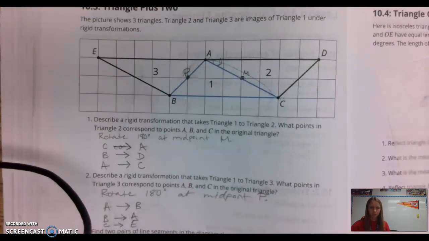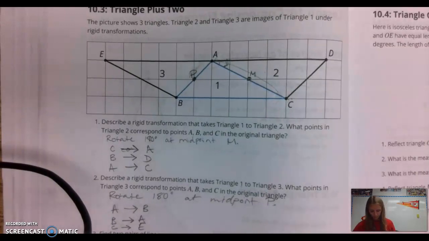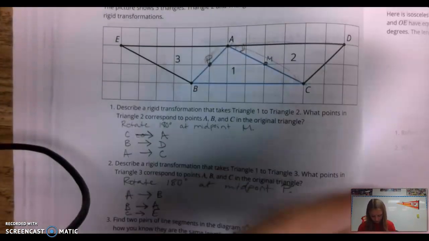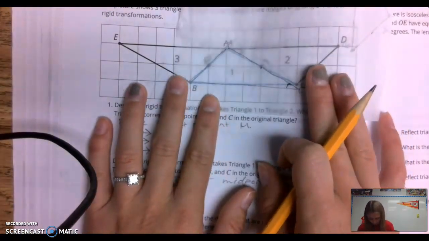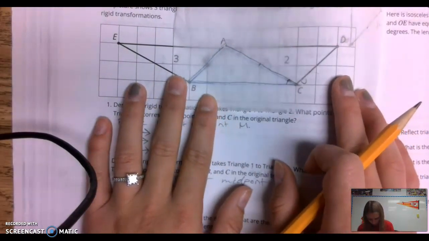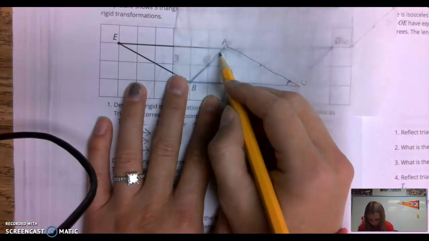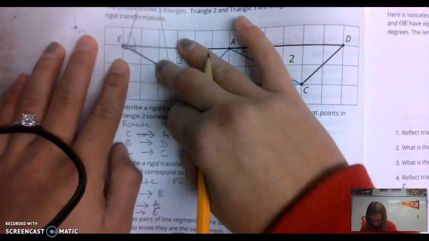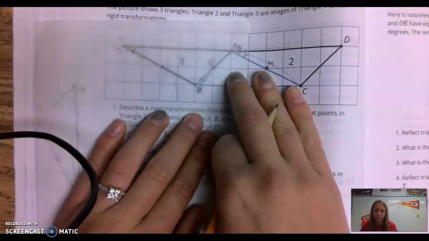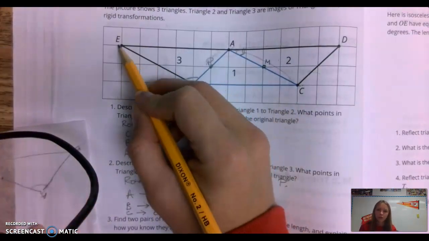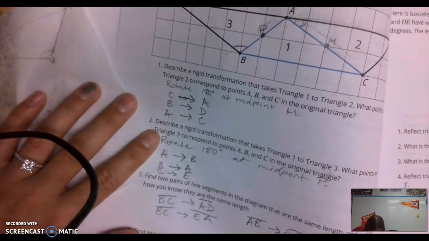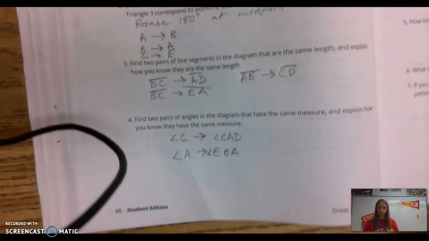And then okay. Now one more. Let's do angle A. So our original angle A. Alright, now let's see where this matches up. And it matches up down here. So we can call this angle EBA. So I'm going to write that down there.